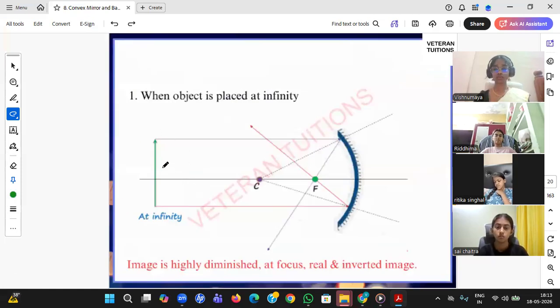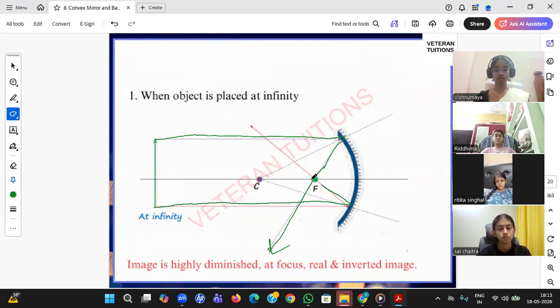Object at infinity. You can take any rays as it is infinity. Let us consider the parallel ray. After hitting, it reflects. But only one reflection doesn't suffice our requirement. Another ray, another reflection. Now I can see exactly on the focus the intersection has happened. The object is this much big, the image is this much short, highly diminished, and the image is exactly at focus. And why real and inverted?